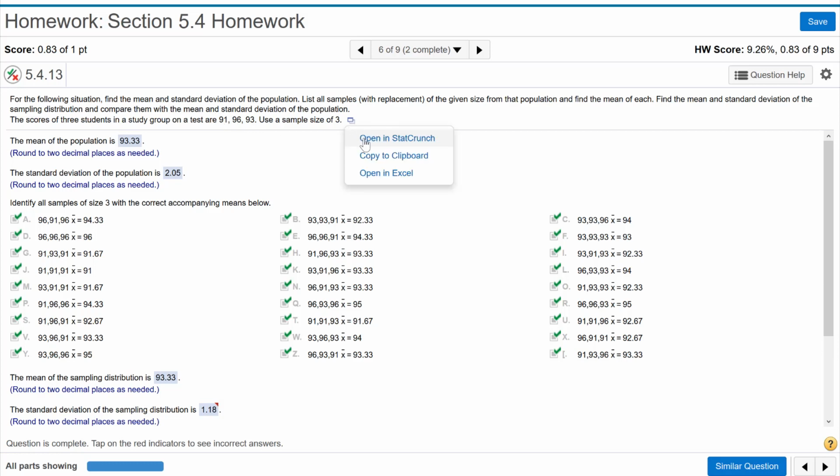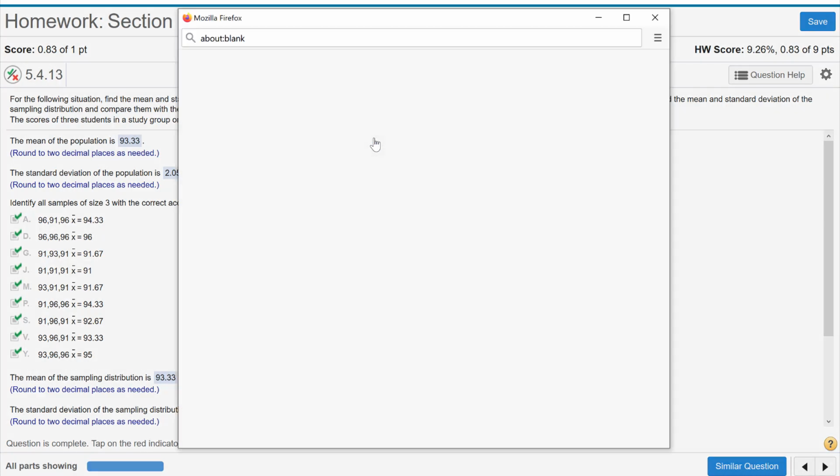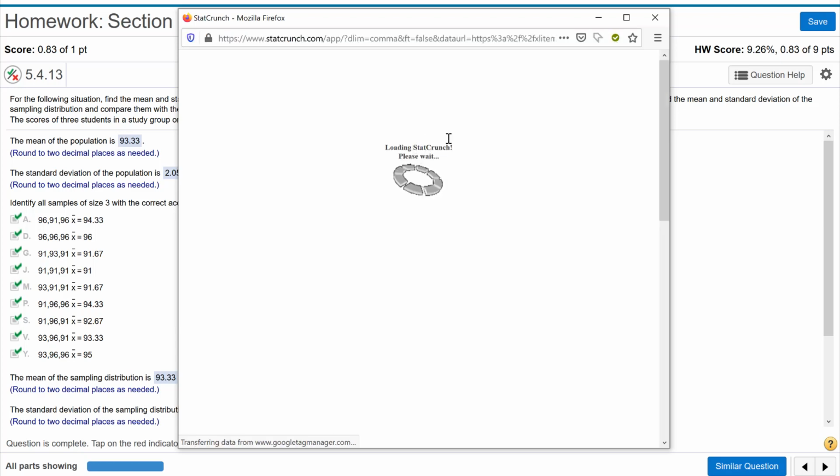And so when we click on here, let's open this. That's what this little button is for. It says open in StatCrunch, and we'll open it in Excel, see what happens here. If it'll open, hopefully it will. Okay, StatCrunch, pretty good software.